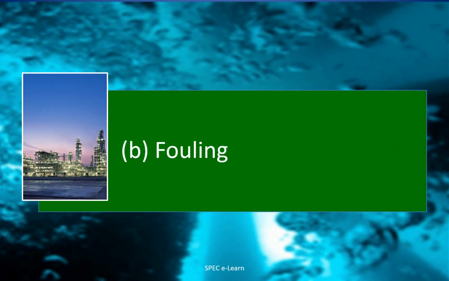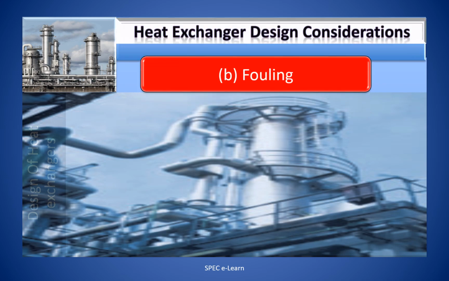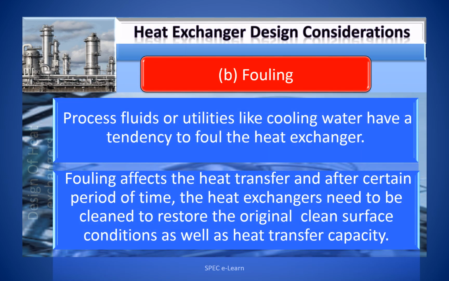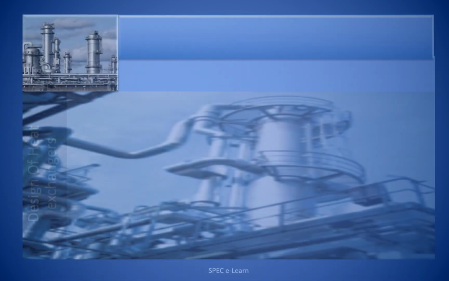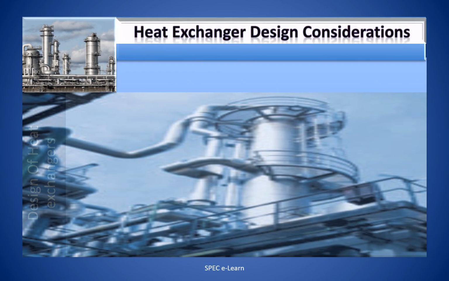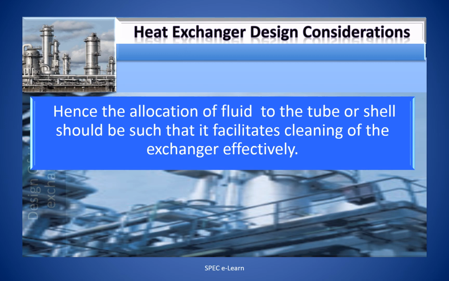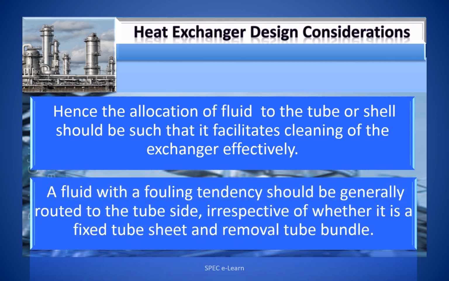The next important parameter in selecting the right side is fouling. Processed fluids or utilities like cooling water have a tendency to foul the heat exchanger. Fouling affects heat transfer, and after a certain period of time, the heat exchangers need to be cleaned to restore the original clean surface condition as well as heat transfer capacity. Hence, the allocation of fluid to the tube or shell side should be such that it facilitates cleaning of the exchanger effectively.